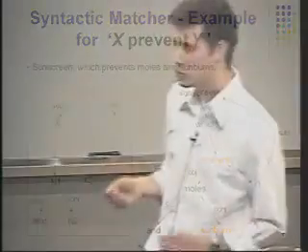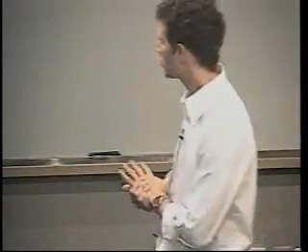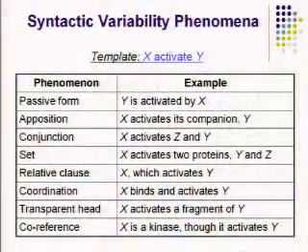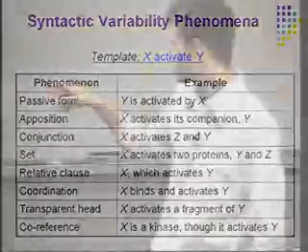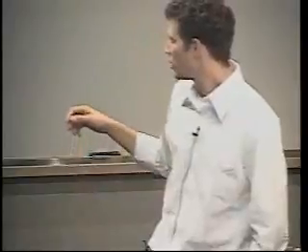So what are the phenomena that we handle in this paper? What rules do we have? We have rules for passive and oppositions and conjunctions and relative clauses, but also less known is transparent heads, for example. What is a transparent head? It's the head of a syntactic noun phrase, which is not the semantic head of that phrase.